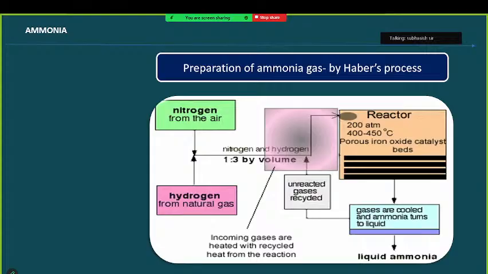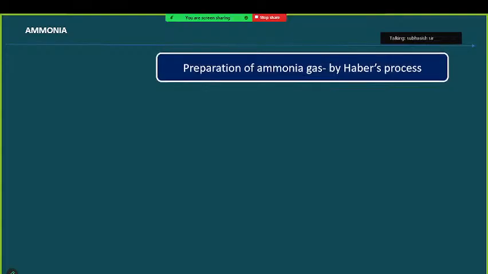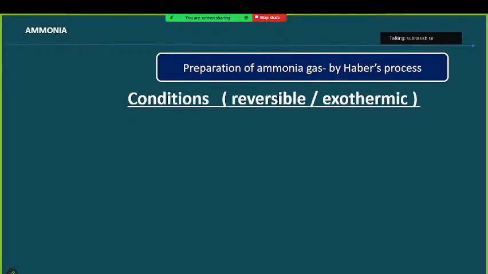Here you see all the steps written in a single slide, where nitrogen and hydrogen mix in a 1:3 ratio, and after that an iron catalyst is used, and the temperature and pressure should be maintained, and after that the gas is passed, cooled, and the liquid ammonia is collected. Now, some of the important aspects of this process are why the conditions are maintained like this: temperature around 500 degrees Celsius and pressure around 200 to 500 atmospheres.